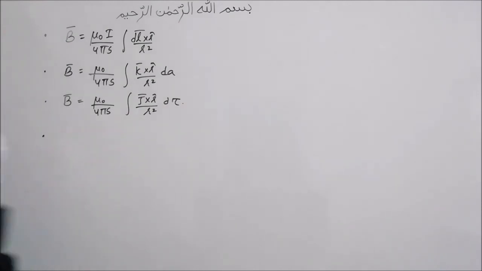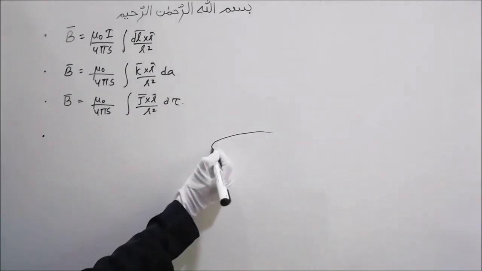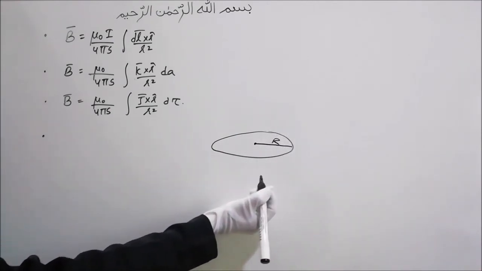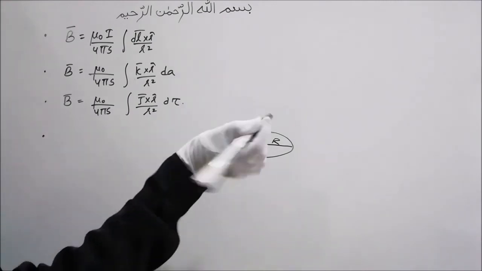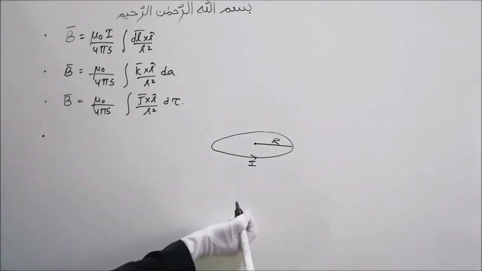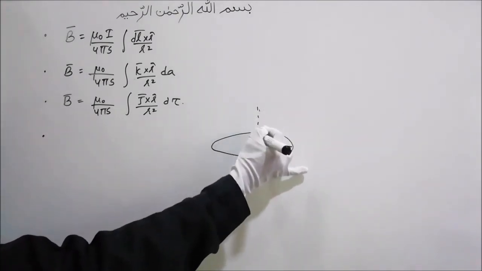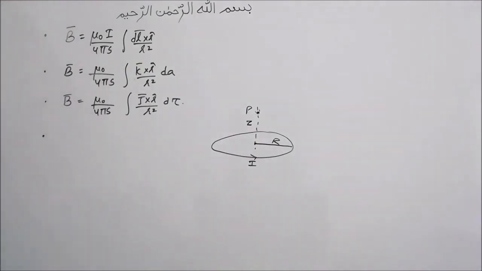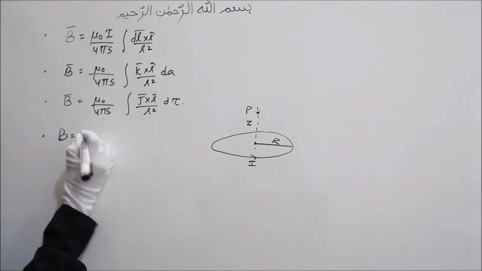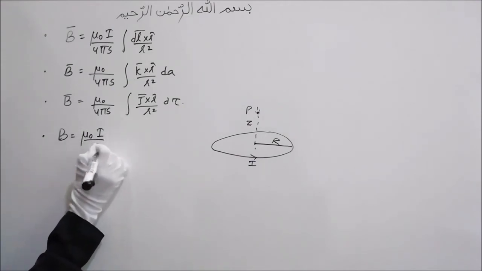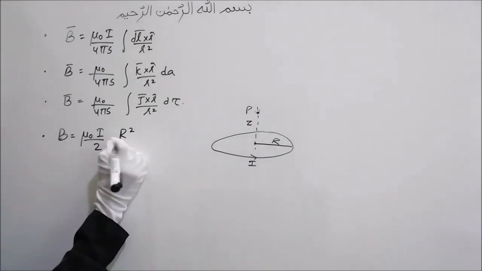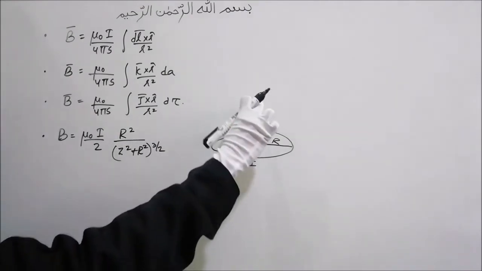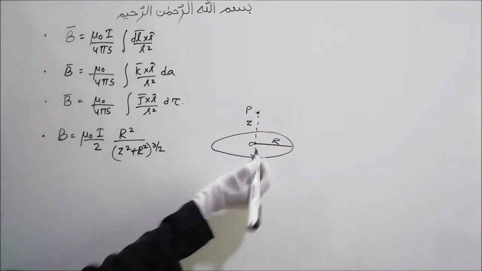Now we will find the magnetic field on the axis of a circular coil of radius r, which is carrying a current I, let's say in the anti-clockwise direction. And we have to find the magnetic field on this axis, let's say at some distance z at this point P. So the magnetic field formula is mu naught I by 2, r squared upon z squared plus r squared, the whole raised to 3 by 2. Z is this distance between the point and the center here.